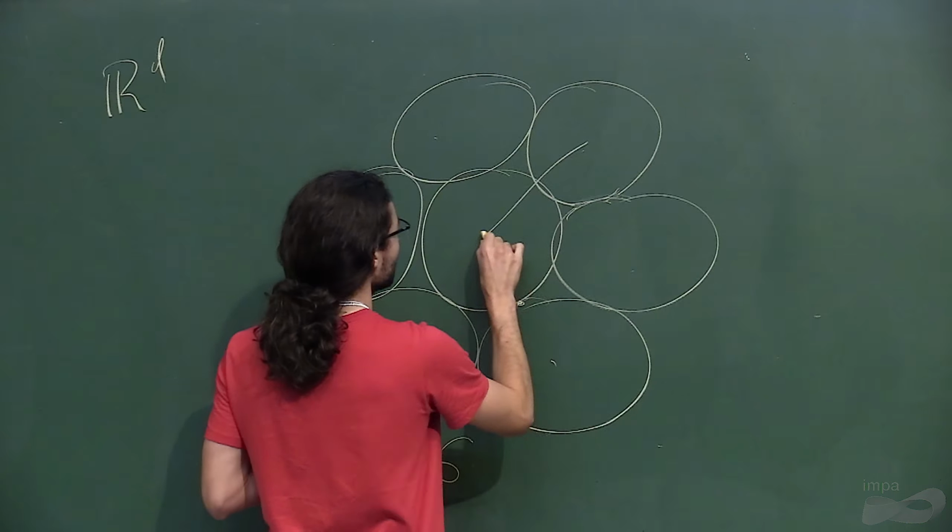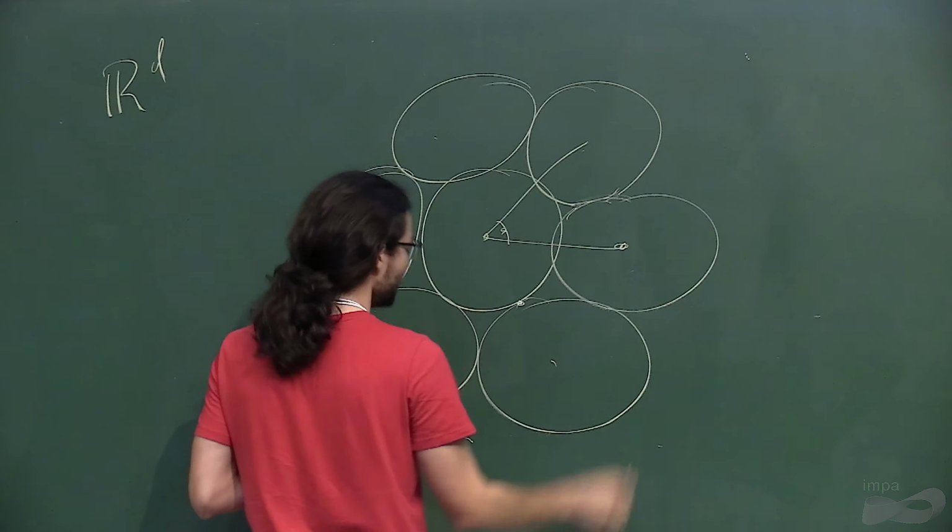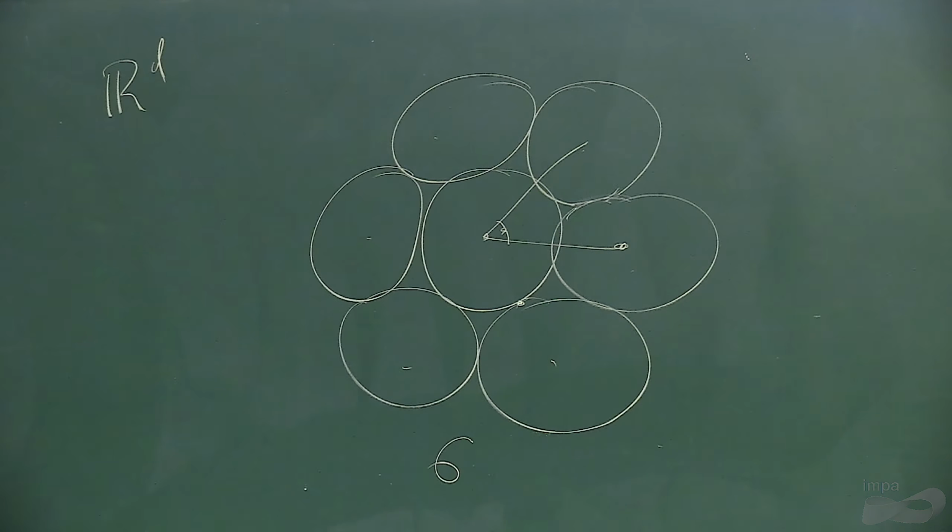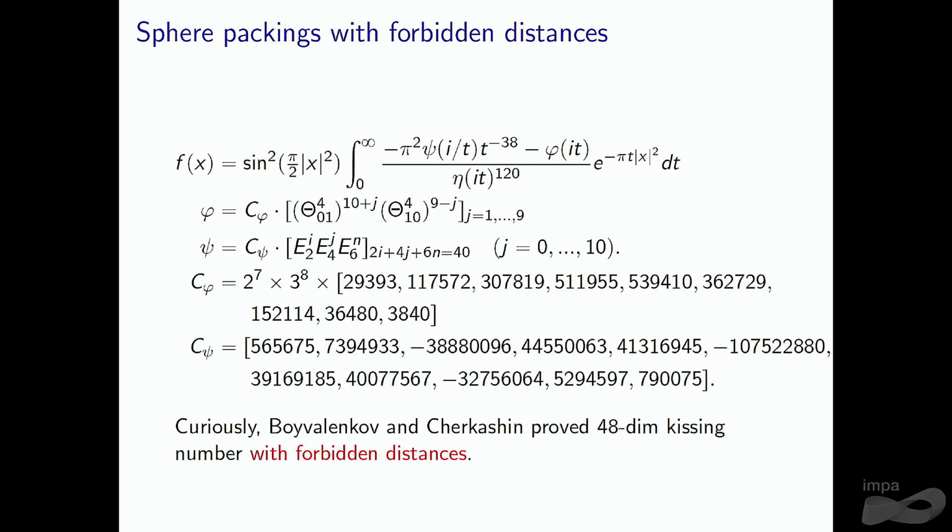what they forbid is some angular separation between the spheres, and they proved that, well, in dimension 48, the first shell of any even unimodular extremal lattice gives you the best kissing configuration for this version of the problem with forbidden distance, forbidden angles in this case.